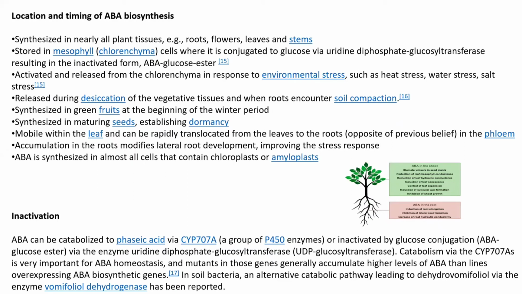Mobile within the leaf, it can be rapidly translocated from the leaves to the roots in the phloem. Accumulation in the root modifies lateral root development, improving the stress response. ABA is synthesized in almost all cells that contain chloroplasts or amyloplasts.